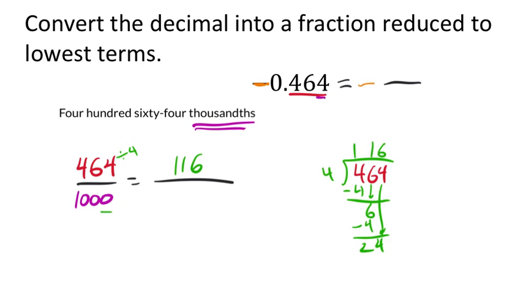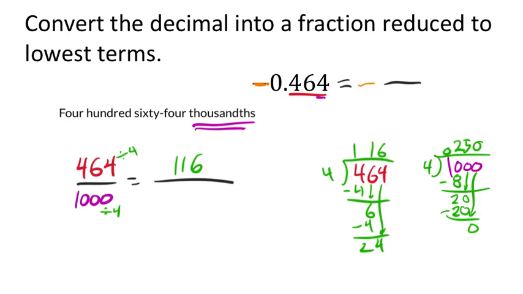And then we'll do 1,000 also divided by 4. So 1,000 divided by 4. 4 does not go into 1, but it will go into 10 twice. 2 times 4 is 8. That's 2 left over. Drop the 0. 4 goes into 20 5 times. And 5 times 4 is 20. Nothing remaining. 4 goes into 0 0 times. So we end up with 250.